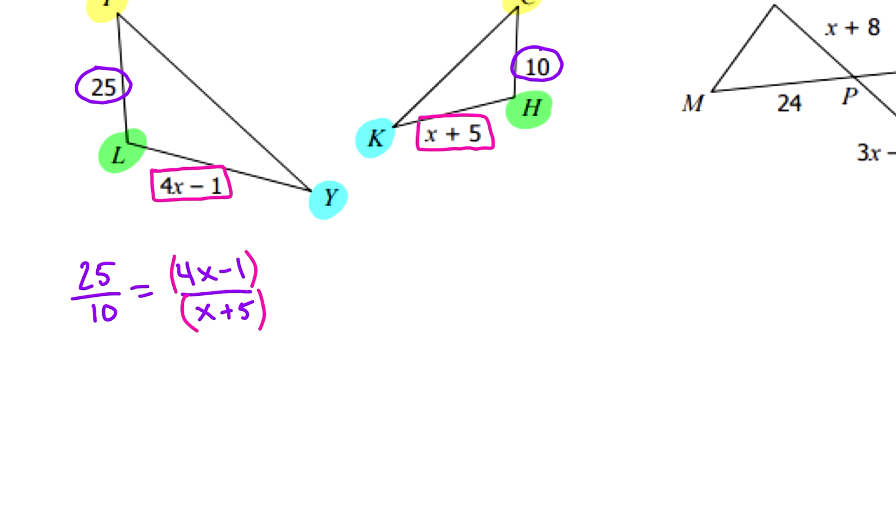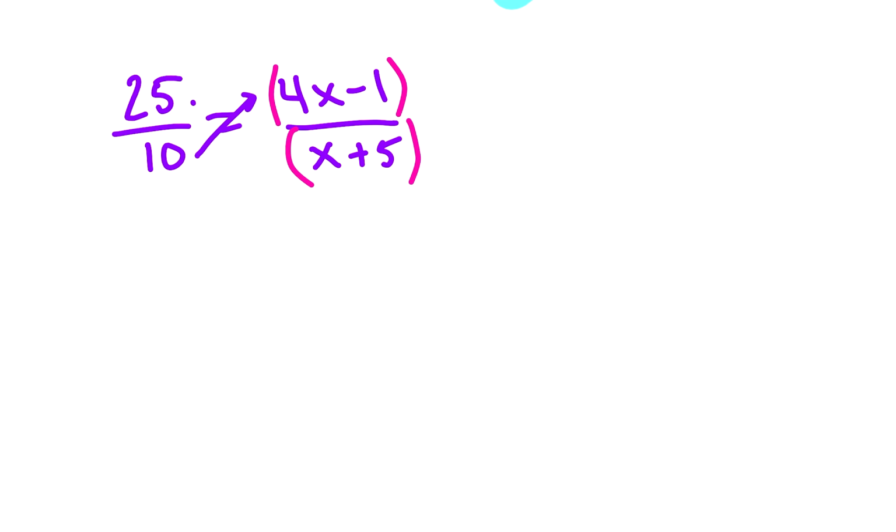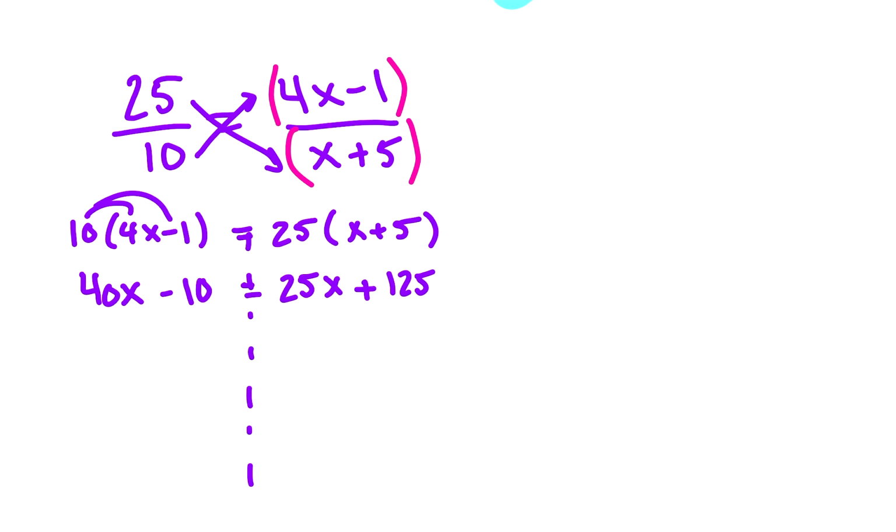All right, I'm going to put parentheses around my two expressions, and we're going to do our cross multiplication step here. So my 10 and 25 cross multiply. So 10 cross multiplies with 4x minus 1 in parentheses. My 25 cross multiplies with x plus 5 in parentheses. So let's see what we're going to get here. 10 times 4x is 40x. 10 times negative 1 is negative 10. Over here, 25 times x is 25x. 25 times 5 is 125.